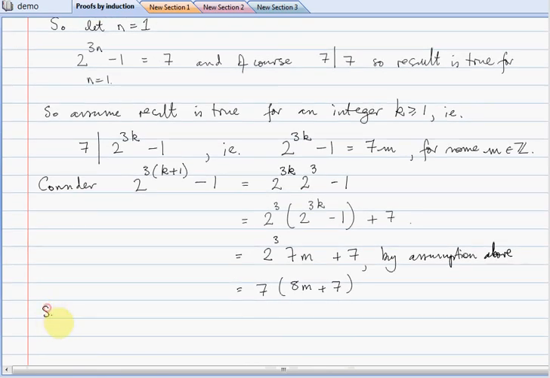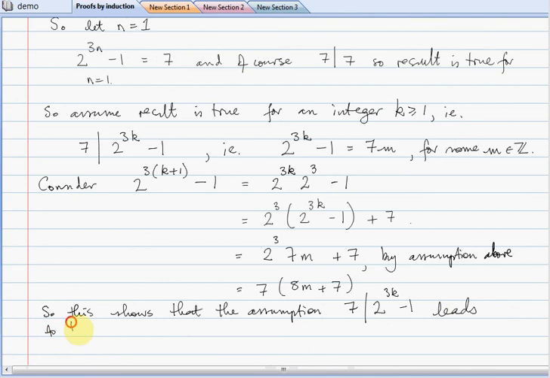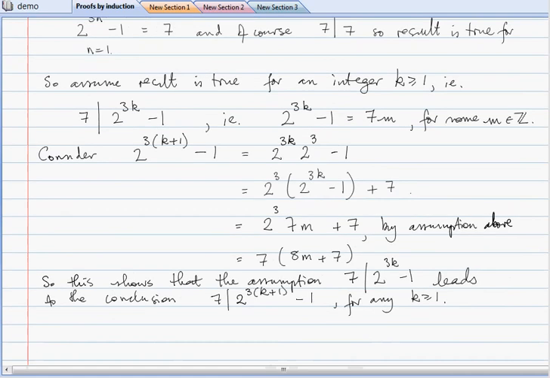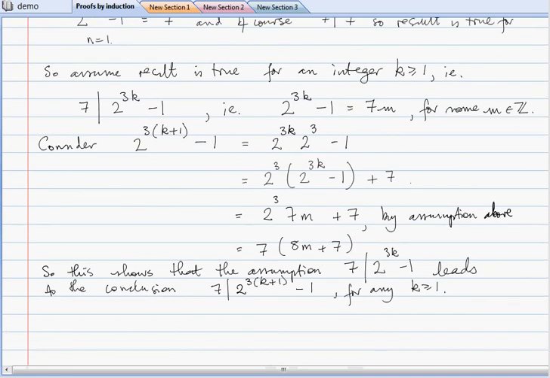Okay, so this shows that the assumption that 7 divides 2 to the 3k minus 1 leads to the conclusion that 7 divides the next relevant integer, 2 to the power 3 times k plus 1, subtract 1. And this is true for any integer k greater than or equal to 1. We didn't use any property of k that would rule that out.